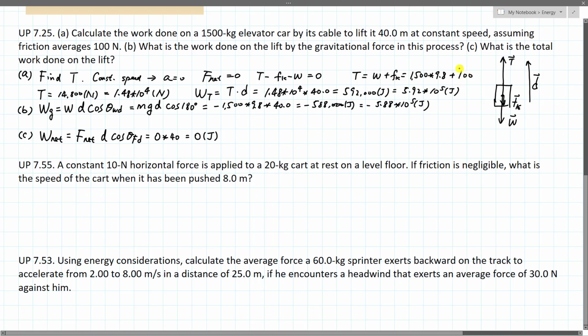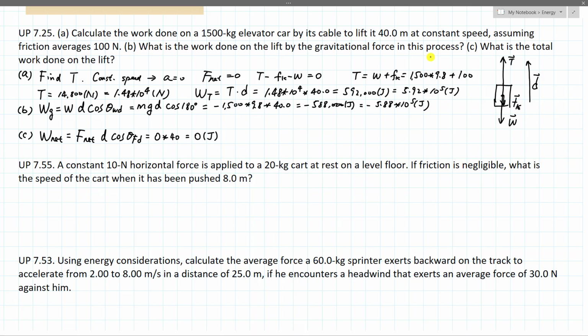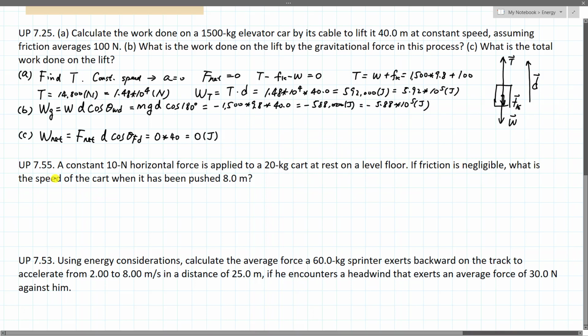Regardless of all this work, the elevator car did not accelerate, so it didn't increase its kinetic energy. If it stays with a constant speed, its 1/2 mv squared stays unchanged, and there's no increase of kinetic energy. So no increase of kinetic energy, no net work done, because kinetic energy can only be increased if there's a non-zero sum of work. Alright, so we have two more questions. Let's move on to this next one here.